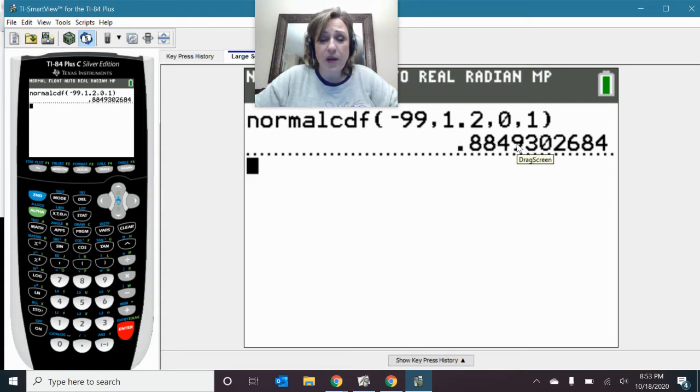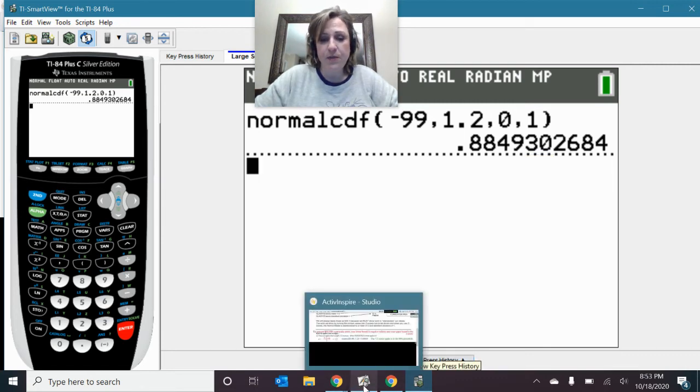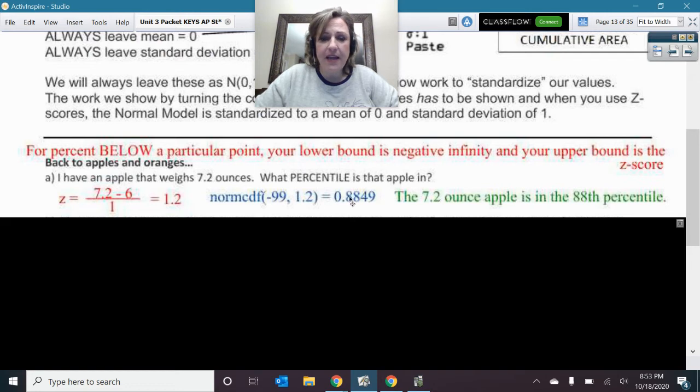Okay, so 0.8849. We're always going to write those to 4 places after the decimal. So when I have that here, I have 0.8849. If you turn that into percent, that's 88.49% of apples are below the one that weighs 7.2 ounces. So that's the 88th percentile. We'll just round: 88th percentile.